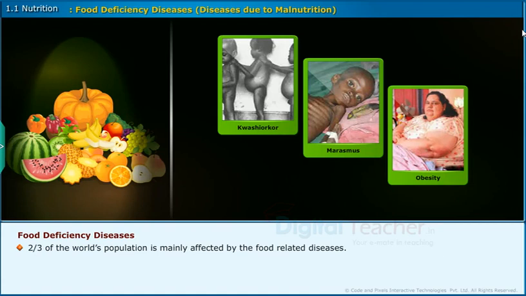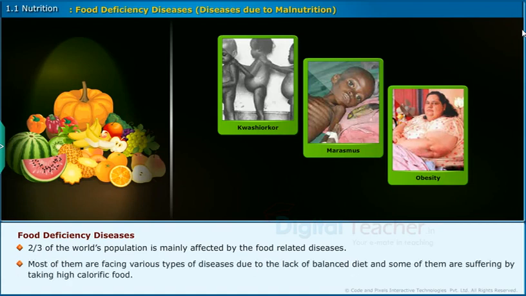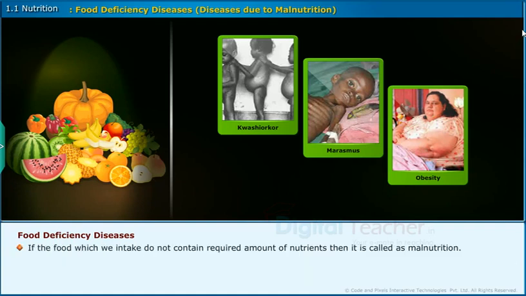2/3 of the world's population is mainly affected by the food-related diseases. Most of them are facing various types of diseases due to the lack of balanced diet, and some of them are suffering by taking high calorific food. If the food which we intake does not contain required amount of nutrients, then it is called malnutrition.